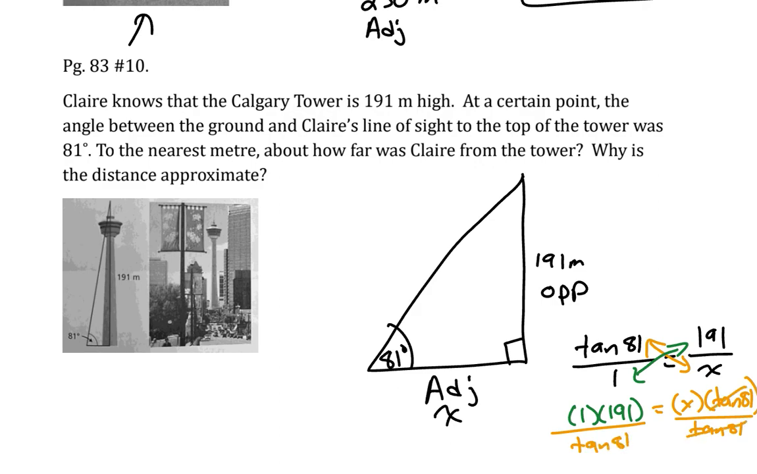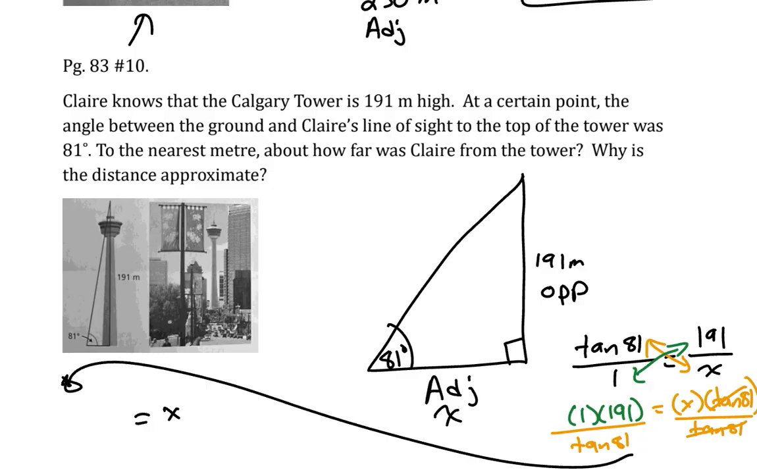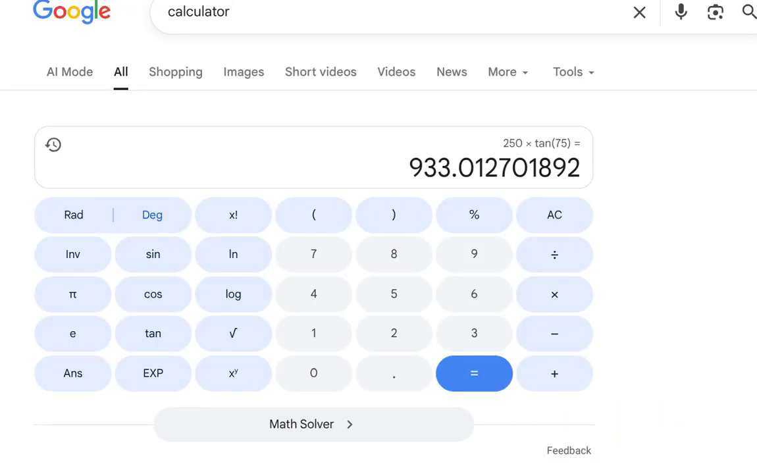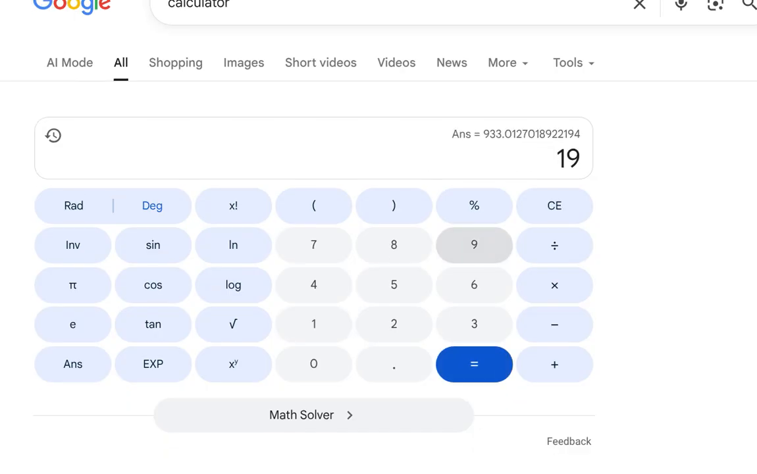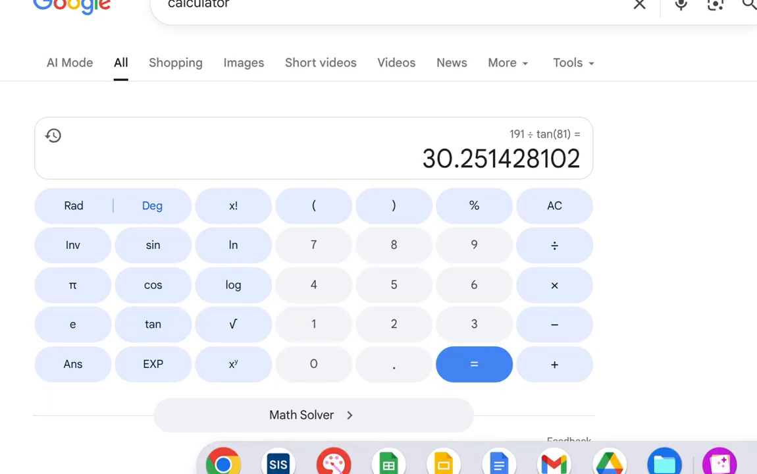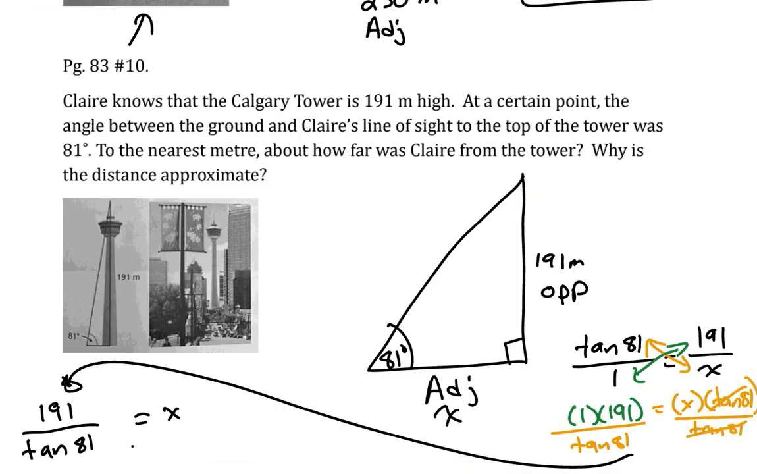So that cancels out. I'm going to do something that I don't usually like doing, but I'm going to put an arrow right here because I didn't give myself enough room. So what's left on the right hand side is going to be our X. What's left on the left hand side is going to be 191 over tan of 81. And I'll get my calculator. 191 divided by tan of 81 equals 30.25 meters. So X is going to be 30.25 meters. Great, that's the answer.